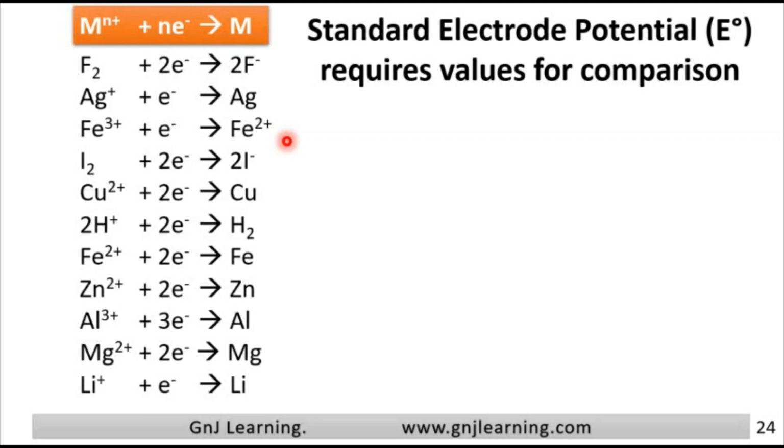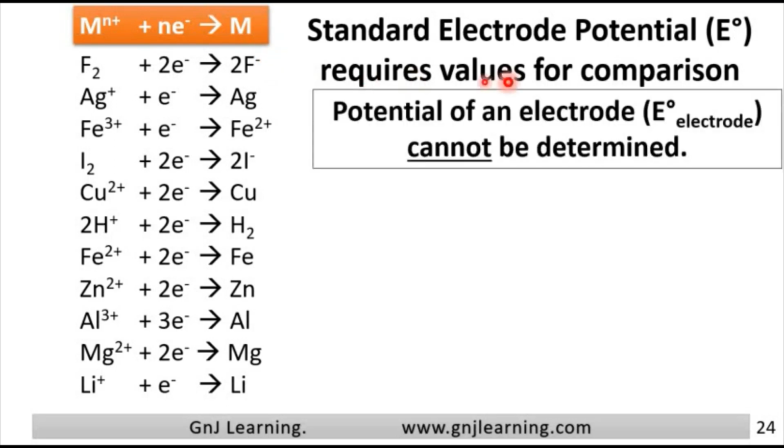But there is a problem. If I want to find the electrode potential of a half cell, it is not possible, because the potential of an electrode cannot be determined. Potential means the total energy of that electrode or half cell. It is not possible to determine the potential of an electrode, or E0 of an electrode, cannot be determined.